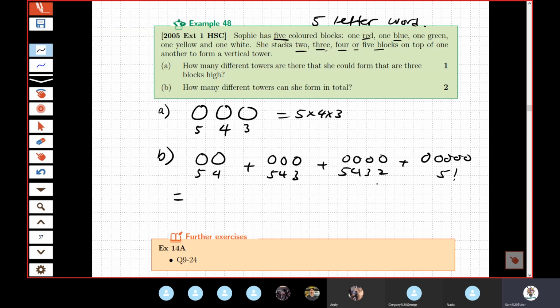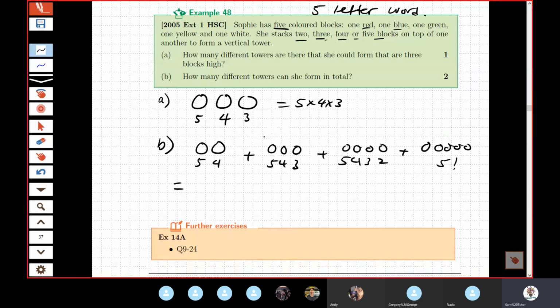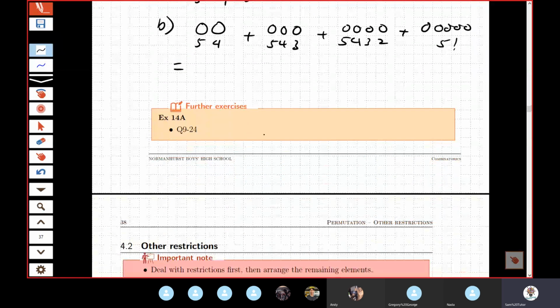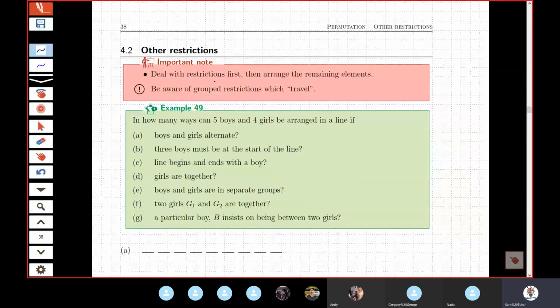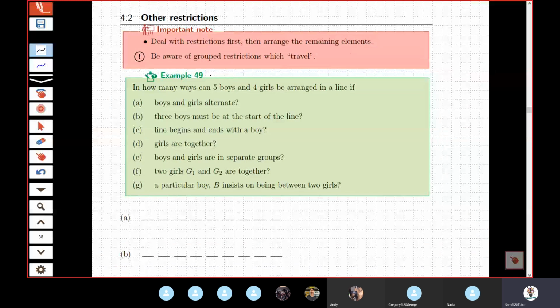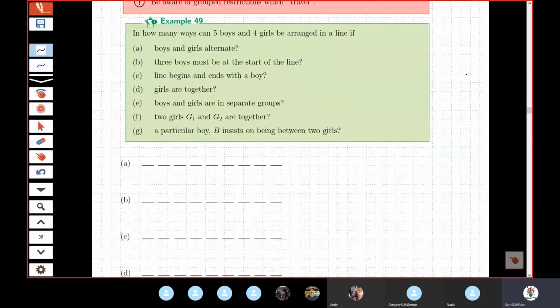Stefan? Make sense? Okay. Deal with restrictions first, all the time, then arrange the remaining elements. All right, let's try. Again, maybe I'll give you guys just a few minutes to try this, see if you guys get a few things out, and I will do it myself as well.